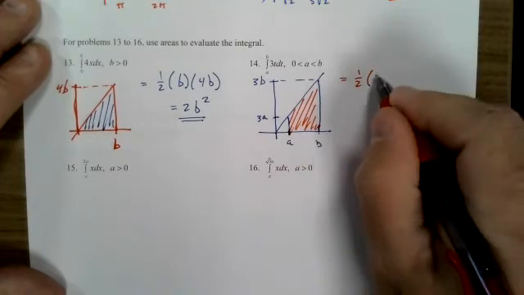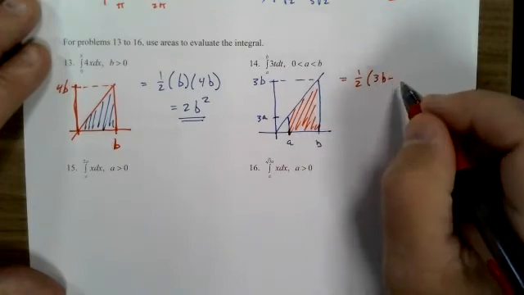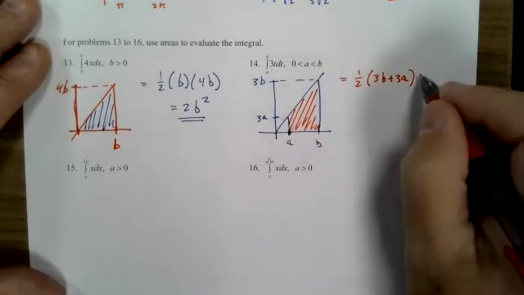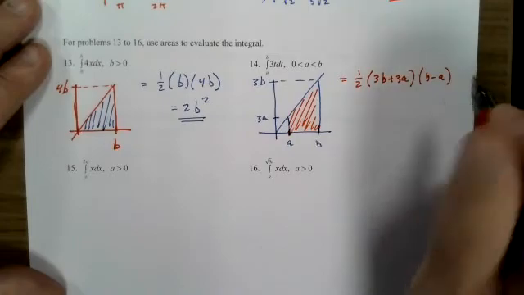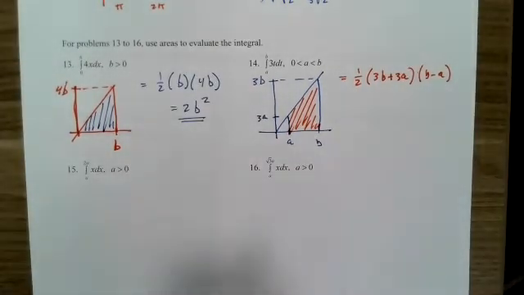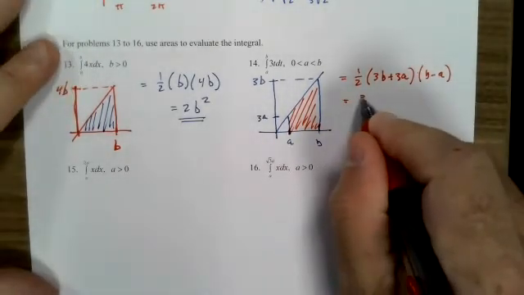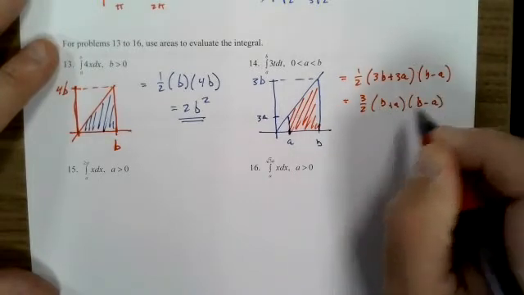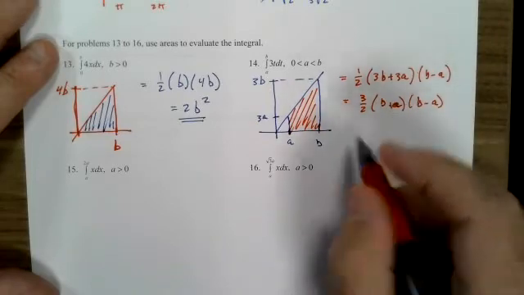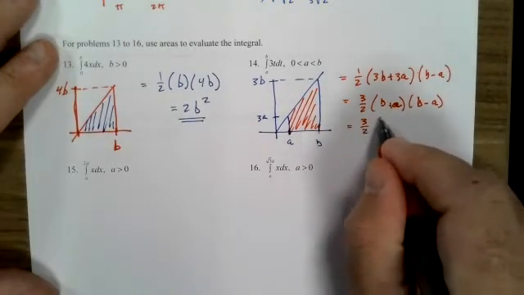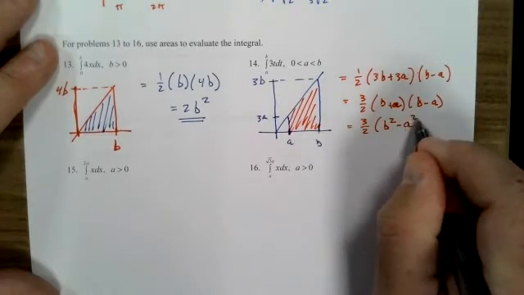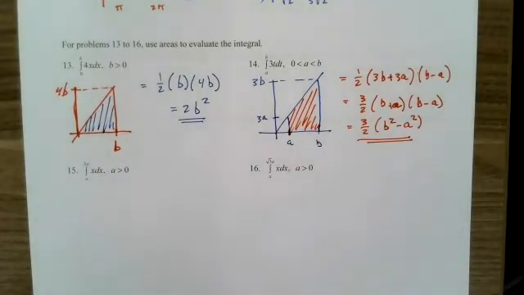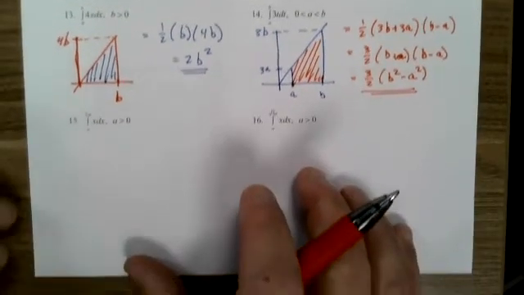1/2 times 3b plus 3a height times b minus a. Now, a little algebra here. 3/2 times b plus a times b minus a. 3/2 times b squared minus a squared. No, you don't have to write it all out. But hey, we're studly math people. Why not? Same problem again.